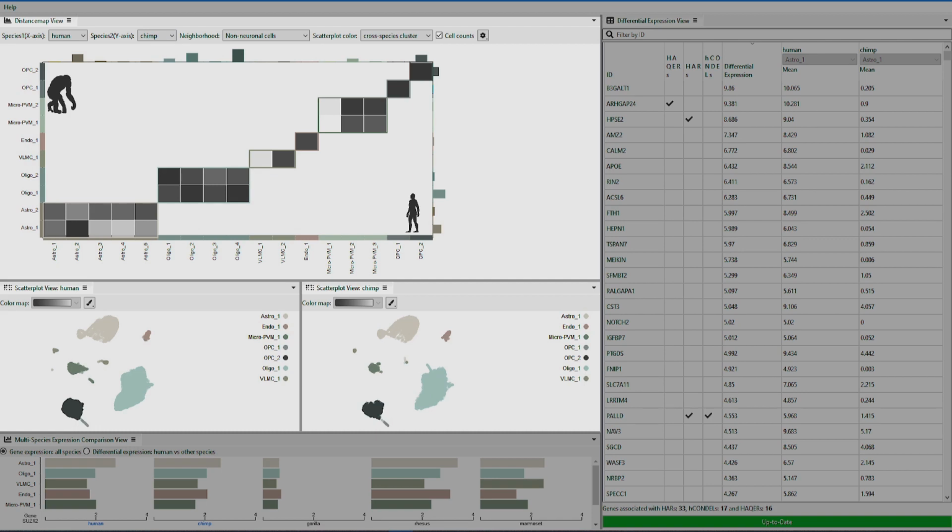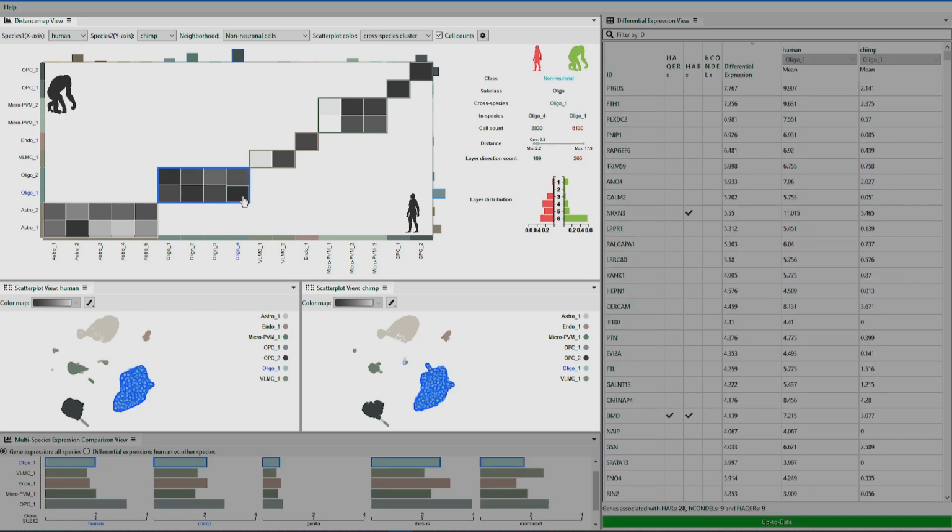Based on the cell count bars at the top and the right, we see that the oligo-1 cross-species cluster block has the maximum number of cells present. We select the cross-species cluster block for further exploration. We can also explore the cell distribution in the scatterplot views where the oligo-1 cells are highlighted in blue. Interestingly, the cluster also consists of low cluster distance values as represented by the dark colors of the block.